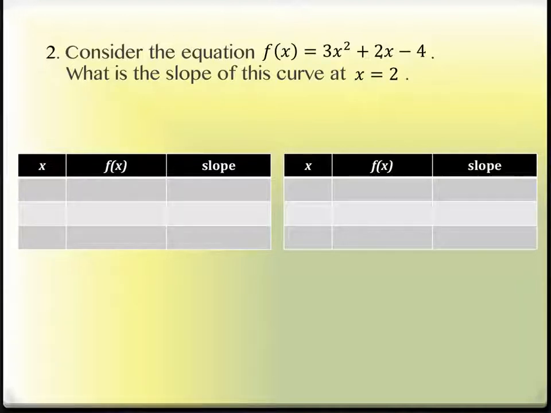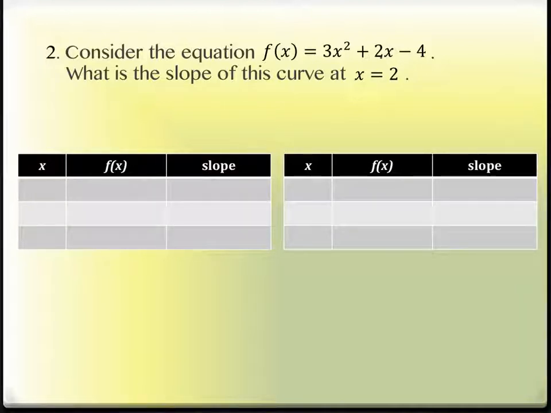So this says, consider the equation f of x equals 3x squared plus 2x minus 4. What is the slope of this curve at x equal to 2? Okay, the question is almost the same, isn't it? Very similar question. Why is this one calculus? It's actually a curve. This one's a parabola, and in particular, it's simply not a line. Anything that I gave you here that's not a line would make it not precalc.